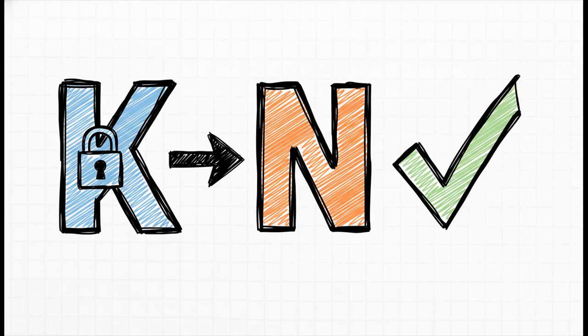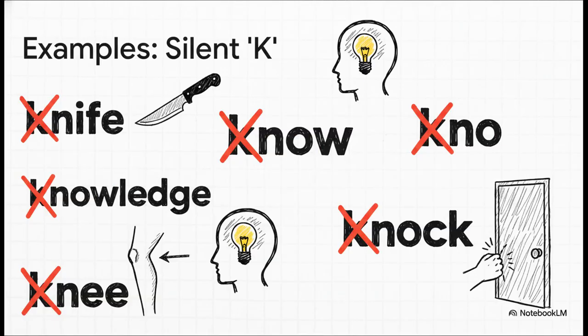All right, I'm about to give you a really easy one. This is a rule you can absolutely count on every single time. The letter K is always silent when it comes before an N at the start of a word. No exceptions, ever. And I bet you know this one already, even if you didn't know the rule. Think about it. Knife, know, knee, knock, knowledge. You never, ever pronounce that K. It's one of the most reliable rules in English.